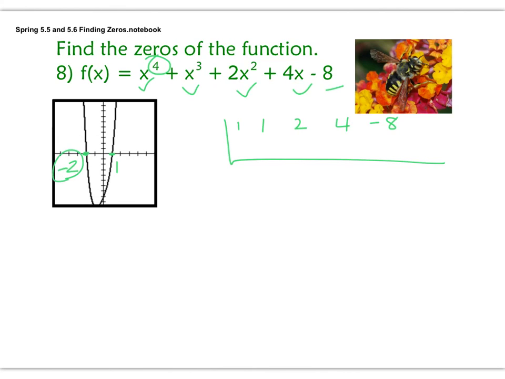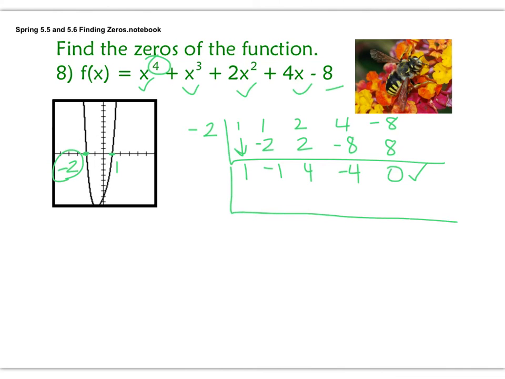Using my first answer here, again, it doesn't matter which one, we drop down the 1. Multiply -2 and 1 is -2. Add gives me -1. Multiply -2 and -1 is a +2. Adding that is 4. Multiply -2 times 4 is -8. Add is -4. Multiply -2 and -4 gives me 8, and there's my 0, so I know that it did work.